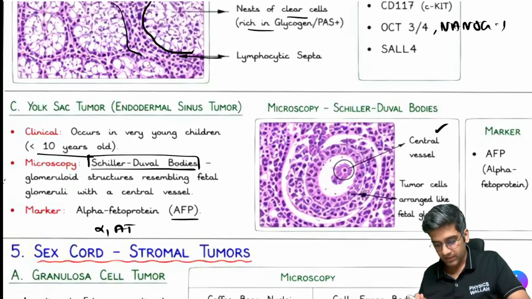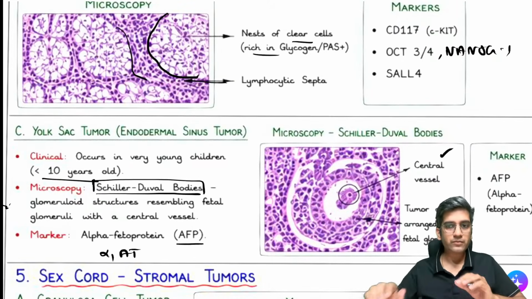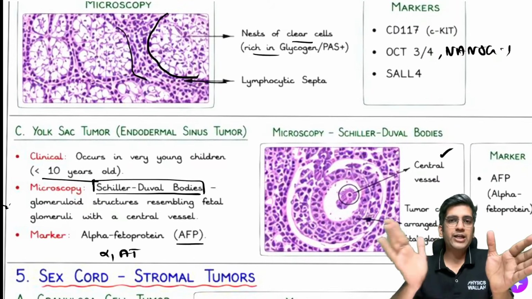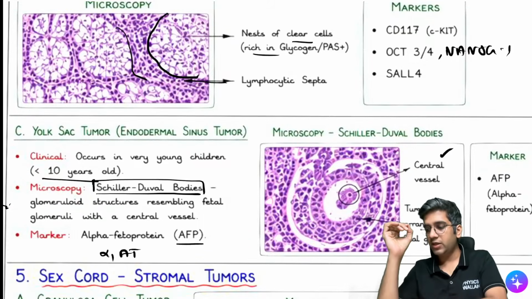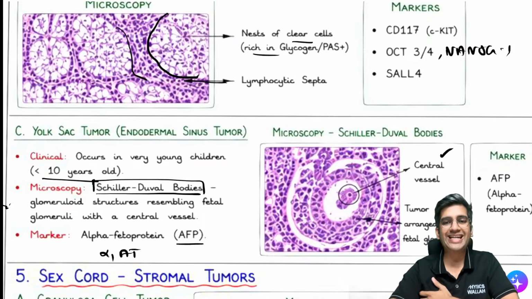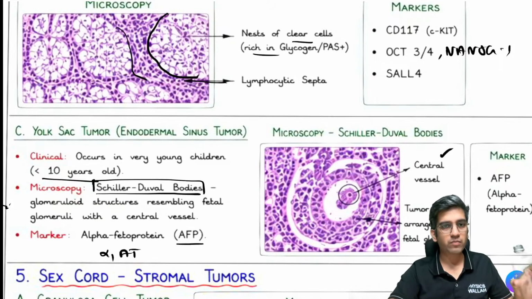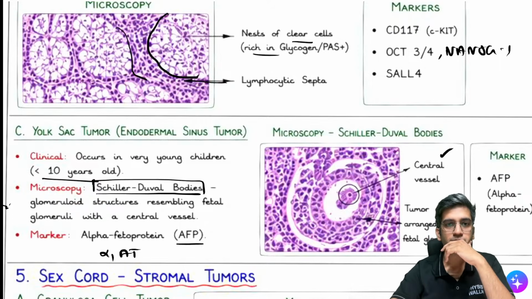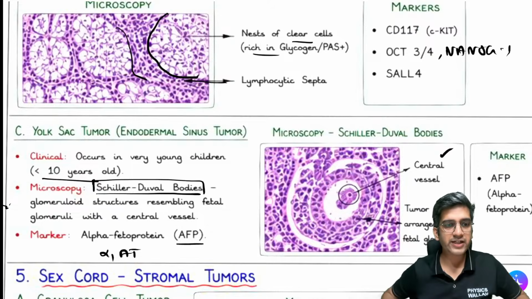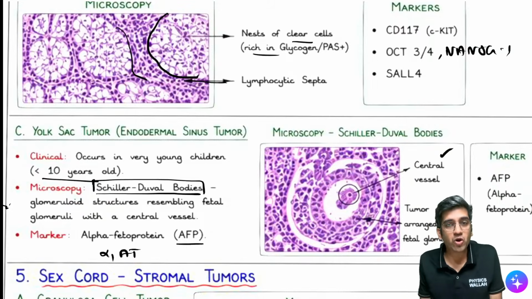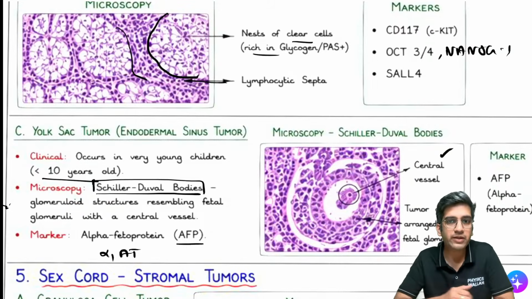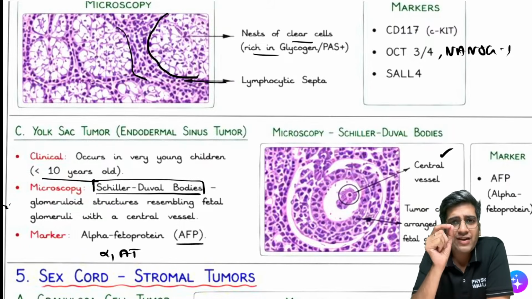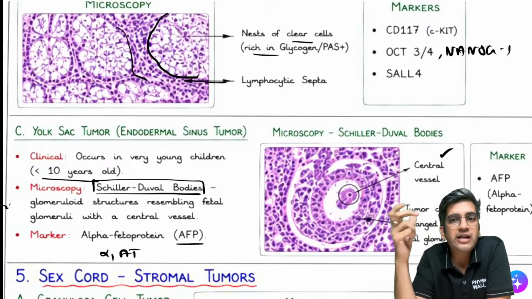Fine. Last but not least, we look at granulosa cell tumor. Granulosa has 2 types, adult and juvenile. Can anyone tell me what does a normal granulosa cell secrete? Whatever comes to your mind. What does a normal granulosa cell secrete? They secrete? Perfect. They secrete 2 molecules. One is estrogen, the other one is inhibin. Right?